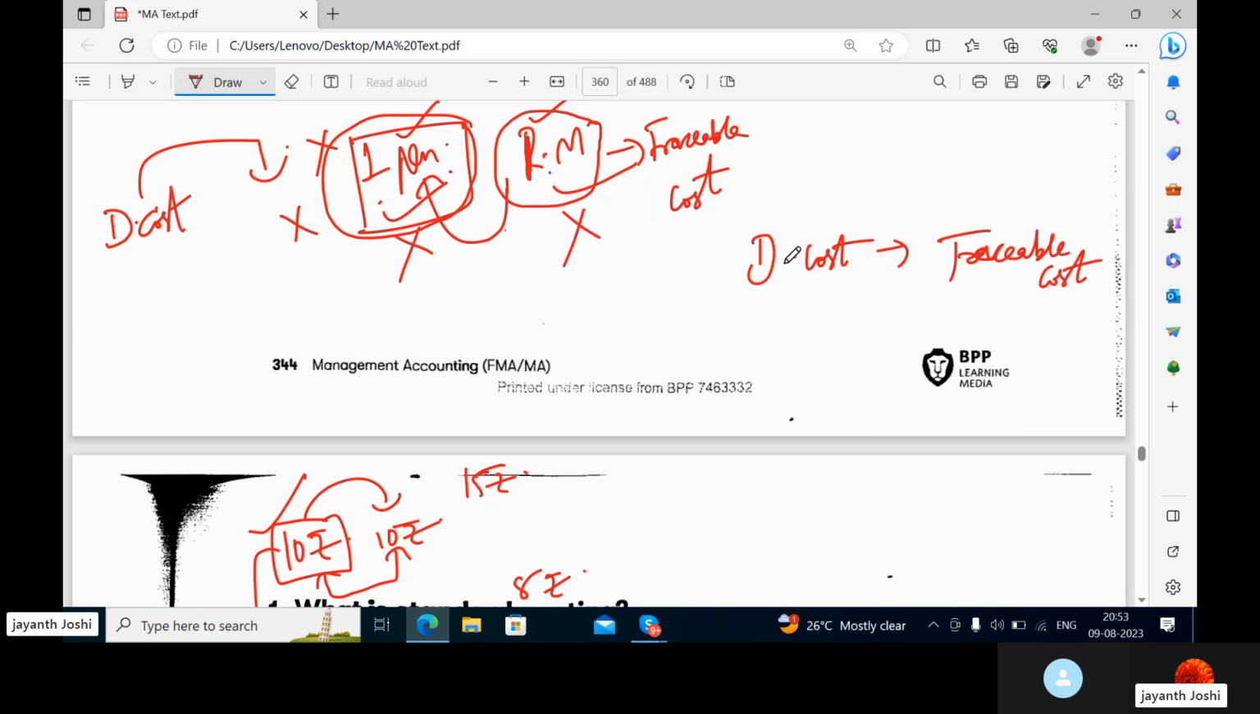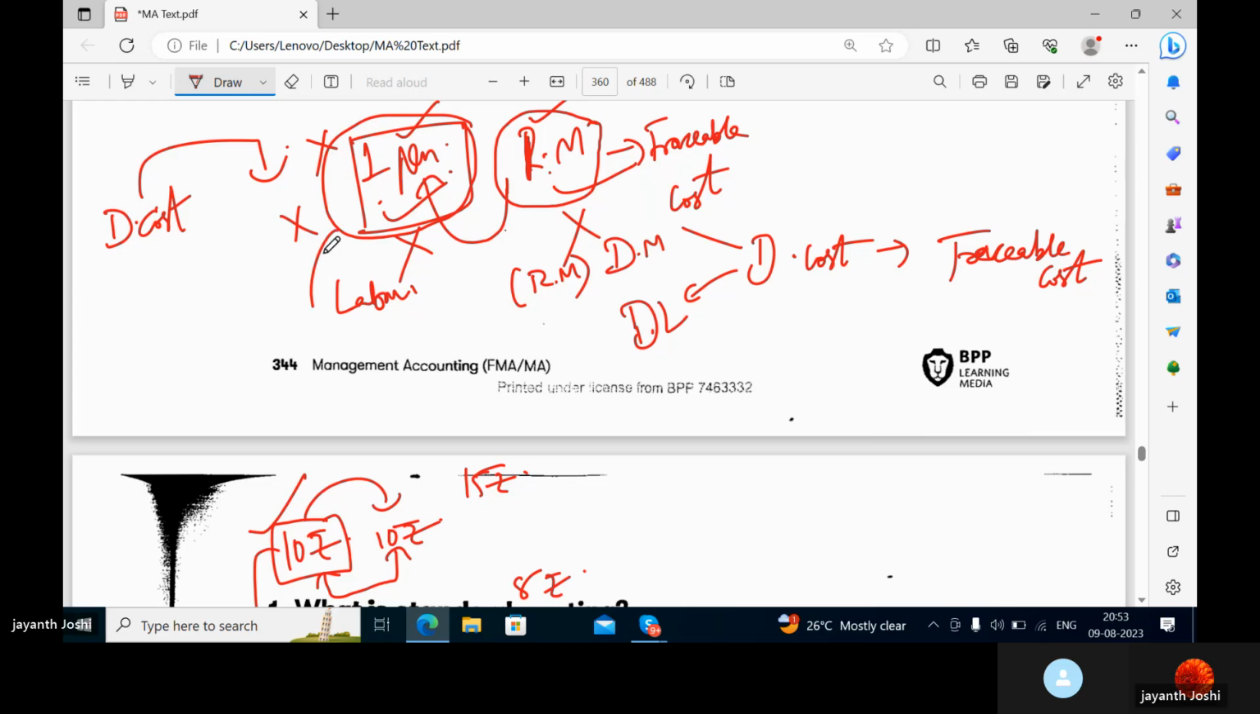All the direct costs are traceable costs. So what comes under direct cost? Direct material or raw material for making the product, and direct labor. See, for making this one pen, I require labor. If I don't produce this pen, do I want a labor?